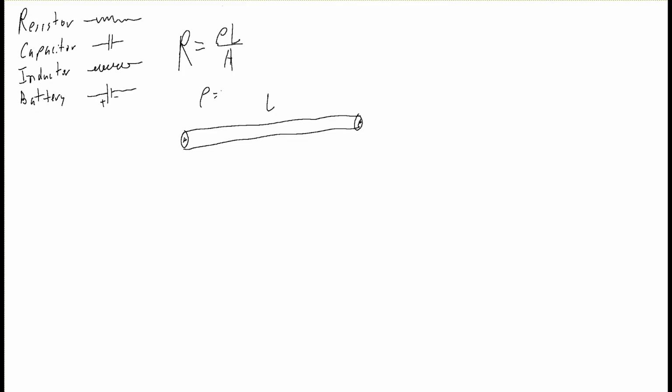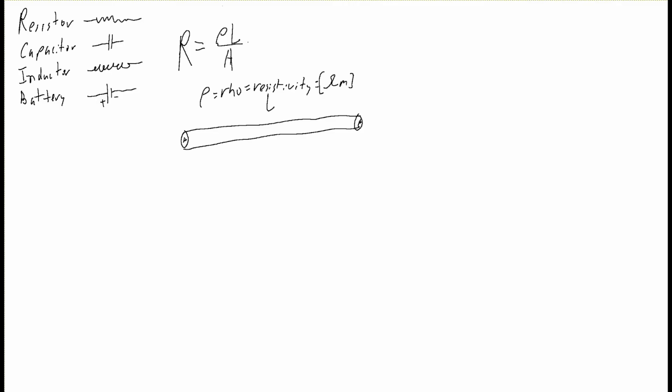There we are. This is the letter rho. This is resistivity. It comes in units of ohm meters, and basically the bigger this value is, the more resistance you have in your material. It's material dependent. Now, copper has very low resistivity, and so we make wires out of it.